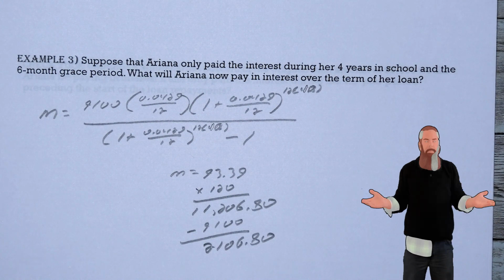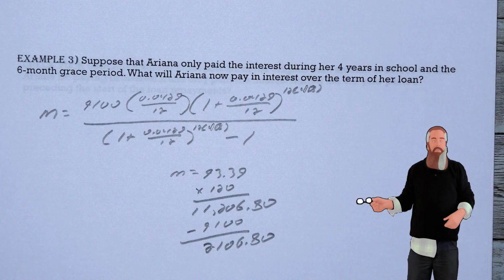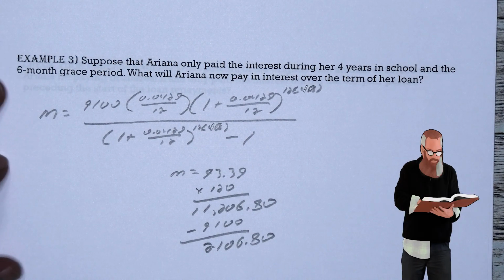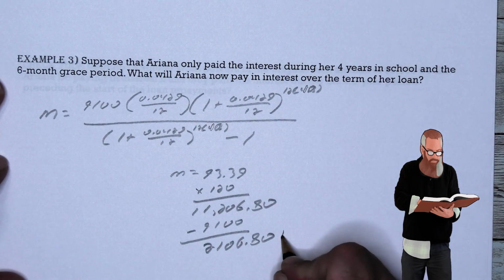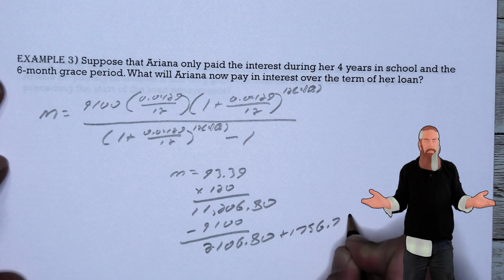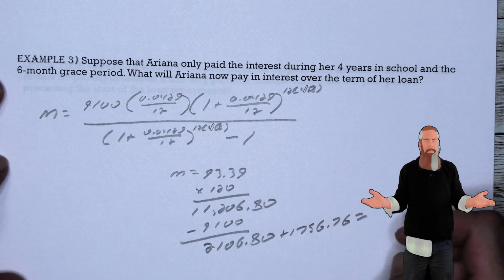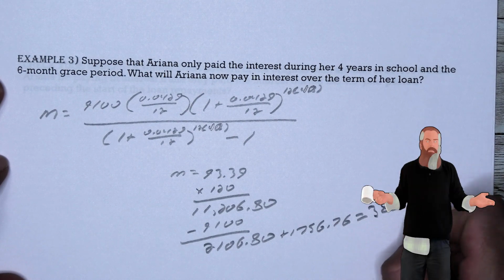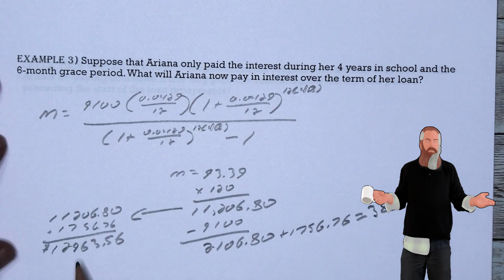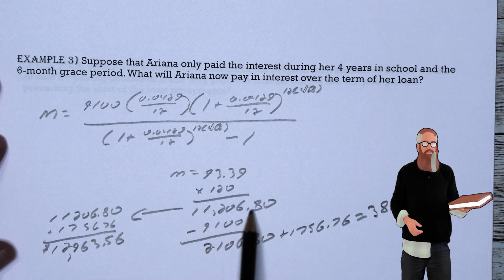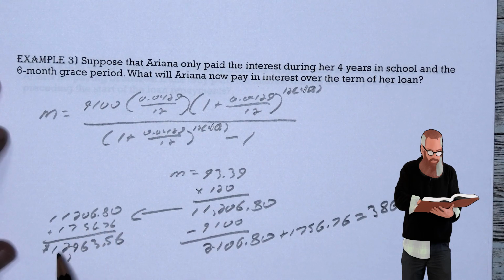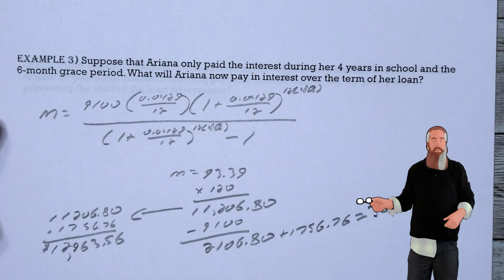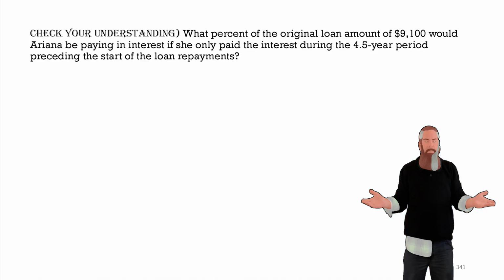Her total interest is the sum of interest from the non-payment period and the interest accrued over the 10-year life, which means we have to add to this the $1,756.76 she has already paid, meaning her total interest paid is $3,863.56. This brings the total payments for the loan to $12,963.56, because if we add up everything she paid through the 10 years and before with interest, we get that $12,963.56. Let's check our understanding.